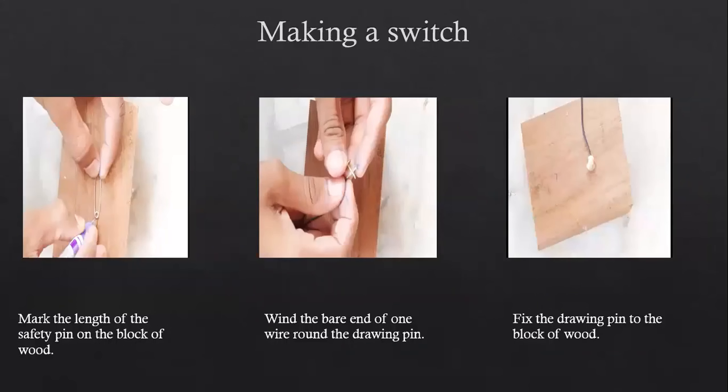So now the things are ready. Let's make the switch. First of all, children, you mark the length of the safety pin on the block of wood or the metal clip. Then it's easy for us to fix the drawing pin at the correct distance. Then you have to wind the bare end of one wire around the drawing pin as shown in the second image. And then after you wind it, you can fix it to the wooden block. It is shown in the third image.